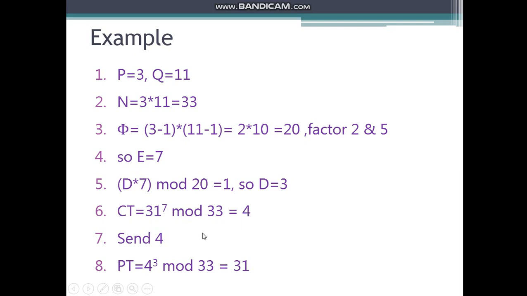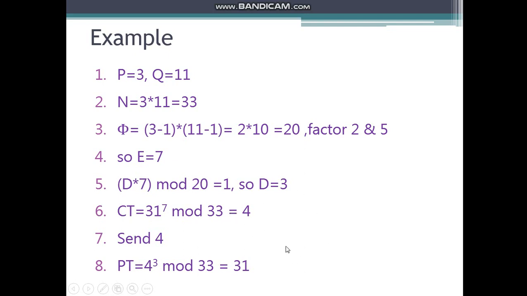Now this 4 is sent through the public network, that is the internet. When the receiver receives this value, he will regenerate the original message by this equation: plaintext equal to ciphertext raised to d. The ciphertext, or encrypted message, is 4, so 4 raised to 3 mod 33, where 33 is capital N, equals 31. This means that using this public key and private key we can encrypt and decrypt our messages.